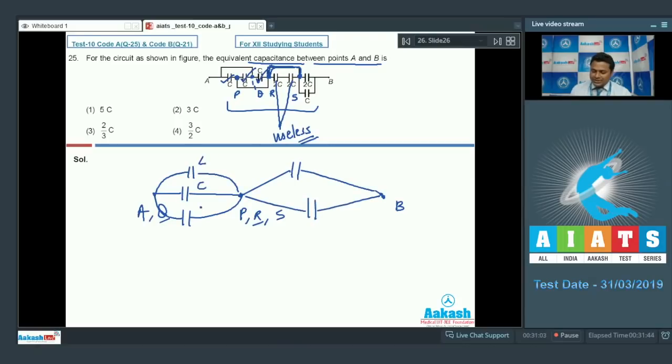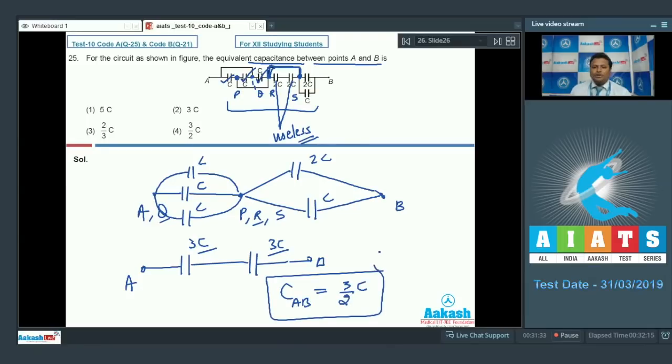So they are C, C, C, and here it is 2C, C. Solving C, C, C gets you 3C, and 2C and C in parallel gets you 3C. Between point B and point A, after solving, 3C and 3C are in series. The combination of them, C_AB, will be 3 by 2 times C. And after looking at the options, we can say that option number 4 is absolutely correct. We will go with option number 4. Now let us proceed to the next question.